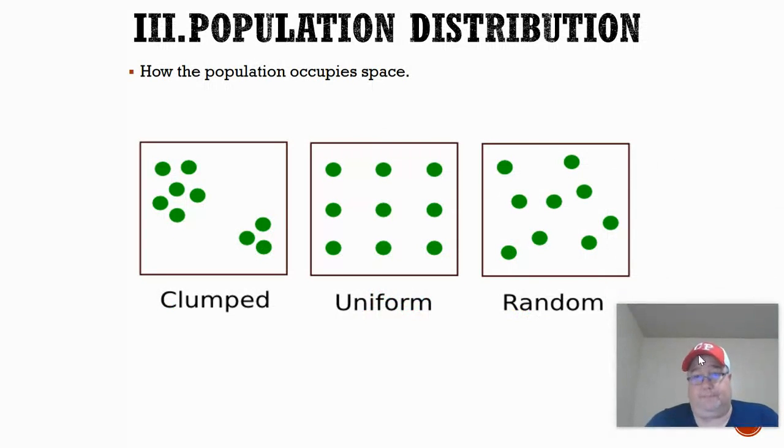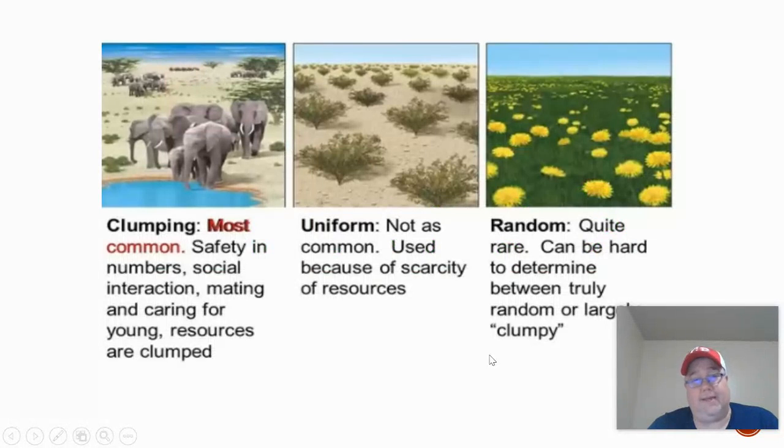Population distribution. This is how the population occupies its area. We have three different types: clumped, uniform, and random. You kind of just look at the dots. The dots represent different individuals in the population. Clumped is by far the most common. This is really common in animal populations. The biggest reason why is there's safety in numbers. There's social interactions going on, mating, caring for the infants and the babies.